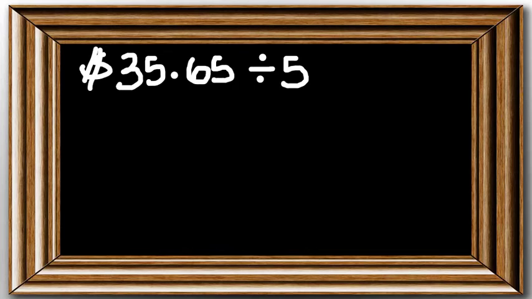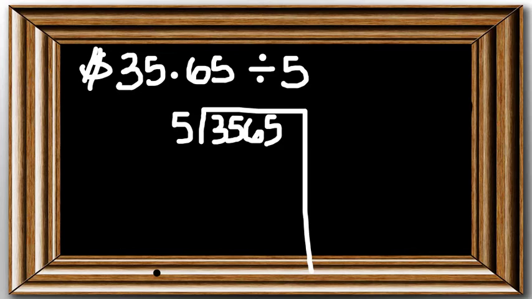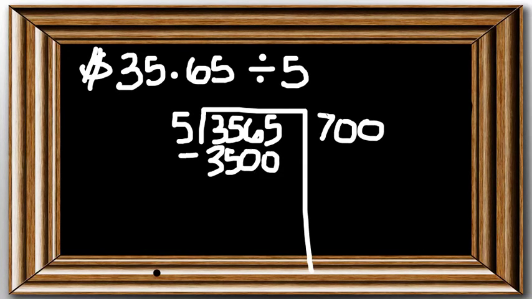So remember, when I set up my problem, the bigger number always goes inside the house. So when I solve it, I'm really getting rid of my decimal point. Now I can go through and use partial quotients to try and solve my problem. So for example, I know 5 times 7 is 35, so I'm going to do 700 to get 3,500 and subtract.